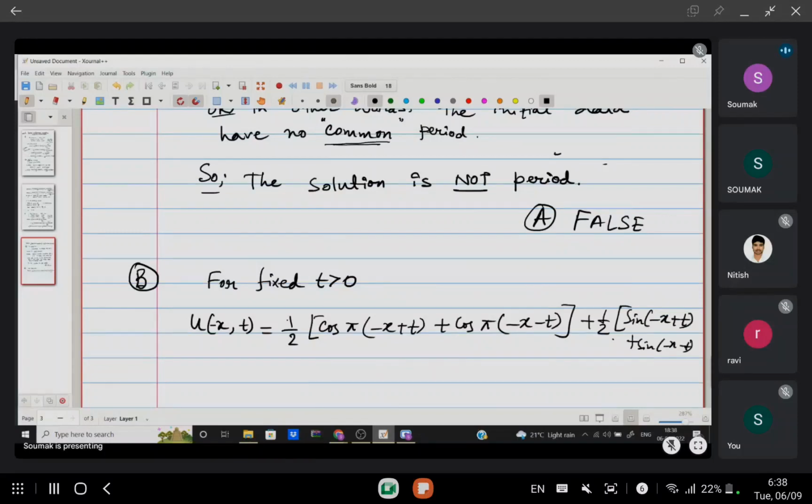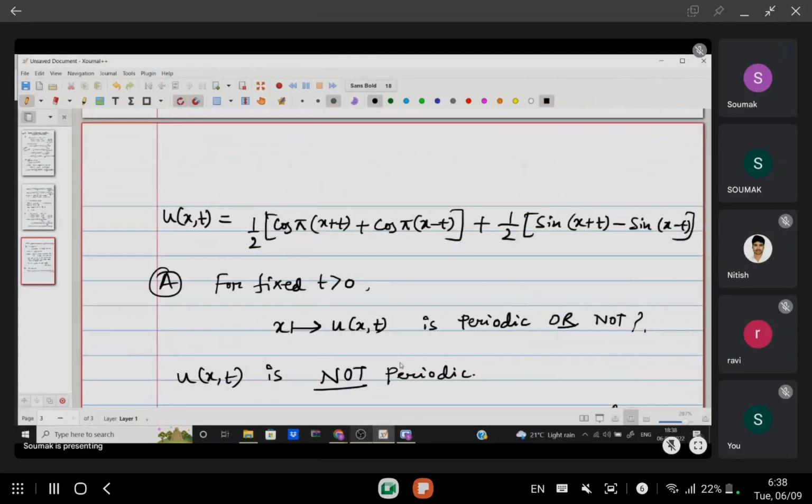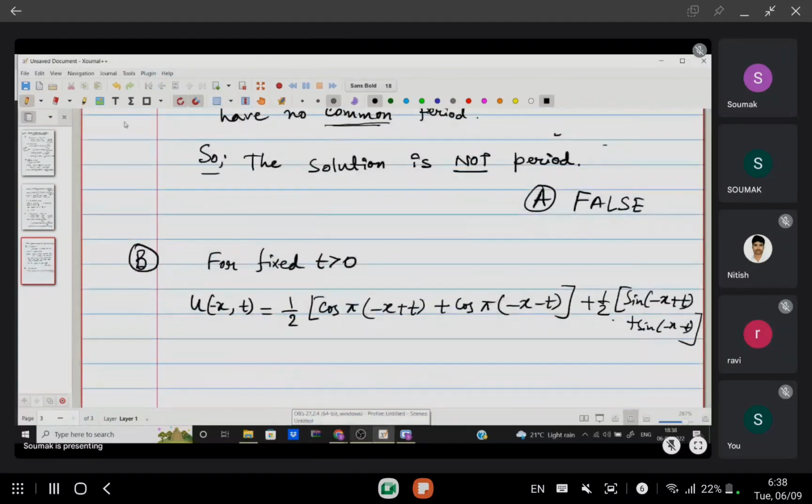I think here it is minus. Let me check once. u is this minus, so minus sign. Then just one second. So it is minus. Sine is minus, so I will take minus common.